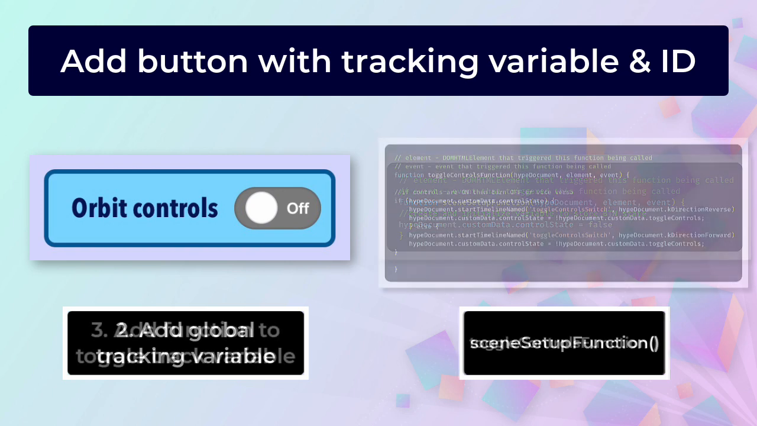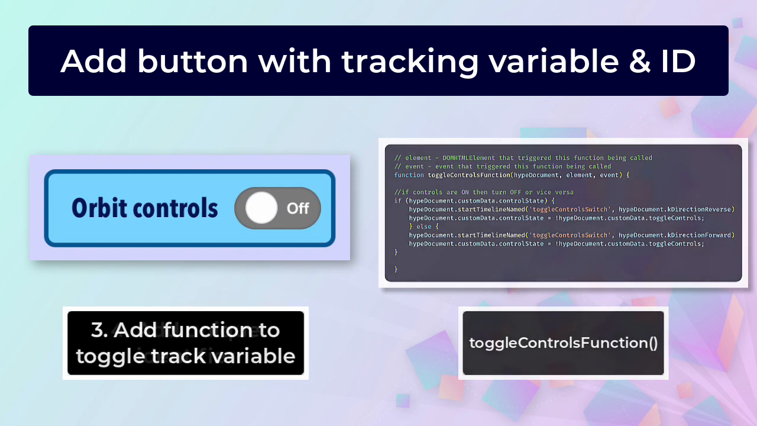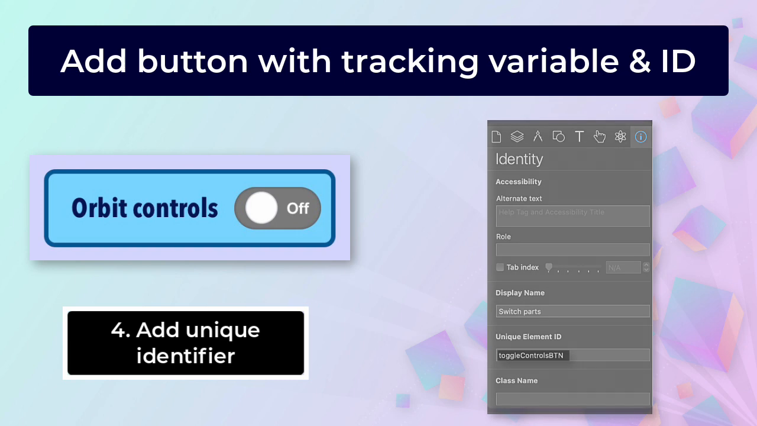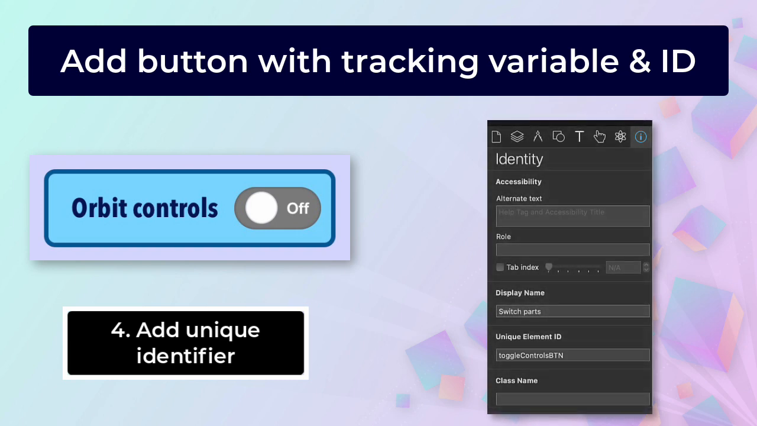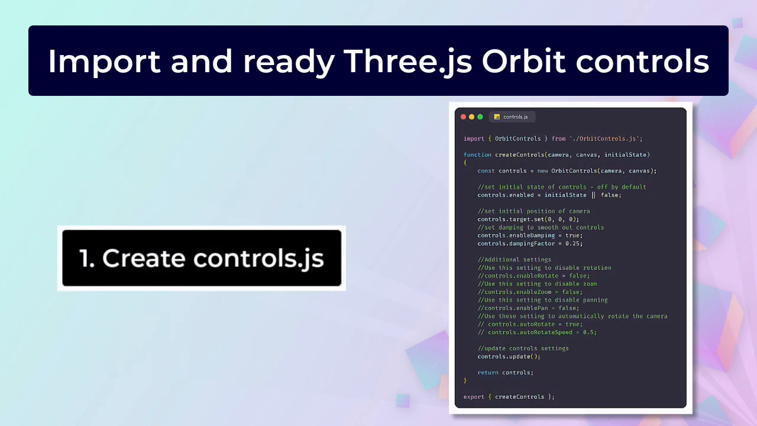I've also written a custom Hype function to toggle this tracking variable every time the button is clicked. That function is called toggleControls and looks like this. Finally, I've added a unique identifier to this control, using the Hype identity panel, so that we can reference it from within our Three.js code. This is something we'll get to shortly. But first, our next step is to import and ready the Three.js orbit controls.